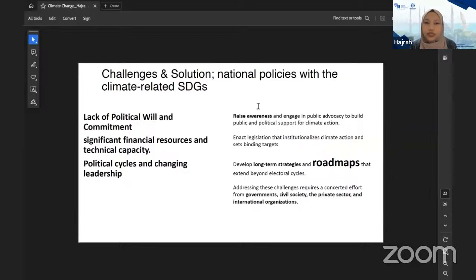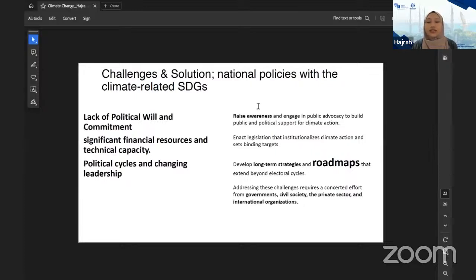And also if you ever heard about the pentahelix collaboration, it's not only the government's burden, but also the responsibility of all of us as civil society, the private sector, and also international organizations.